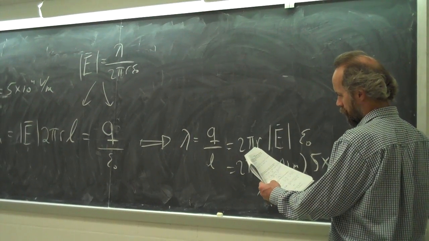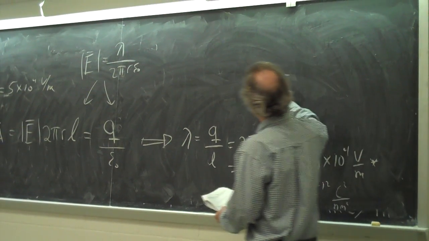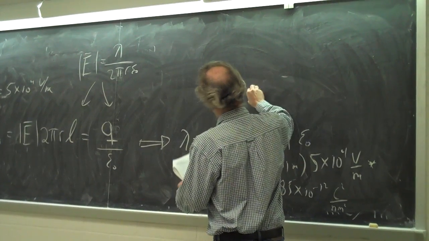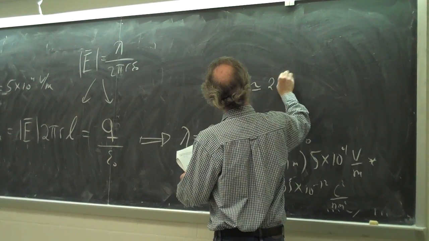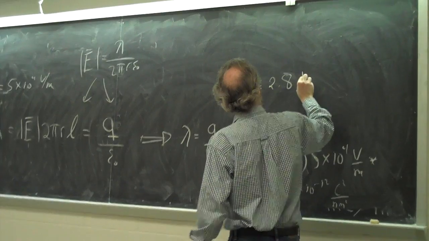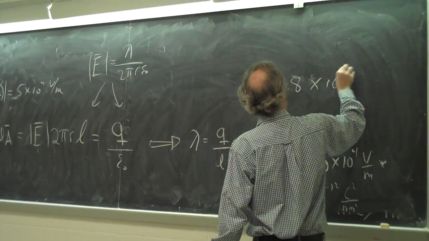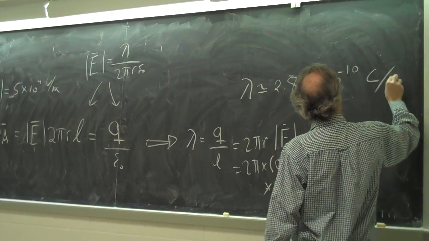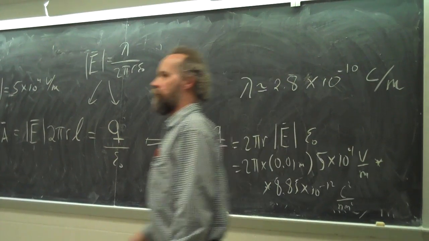In this case, I got lambda about 2.8 times 10 to the minus 10, and that would be coulombs per meter. That's the charge per length.